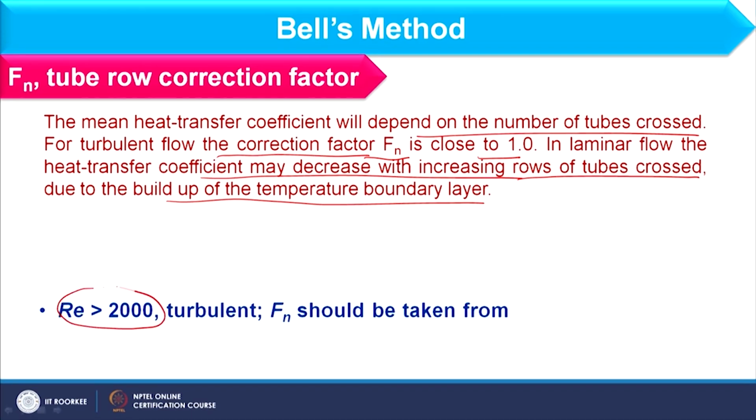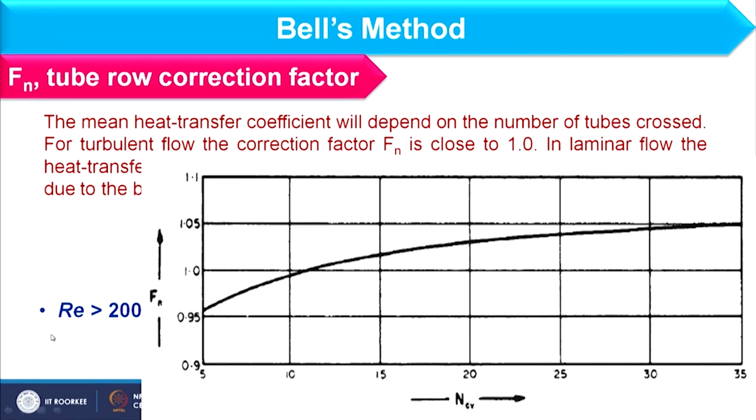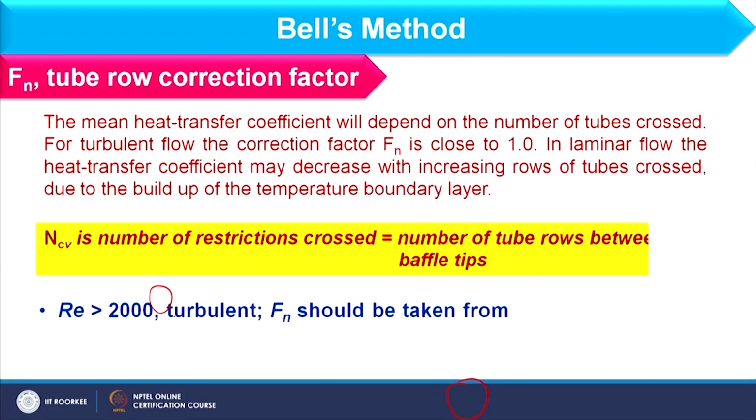So, if the Reynolds number is more than 2000, we consider that as the turbulent region in the shell side, right. So, in that case Fn can be computed from this curve, where first of all you have to find out NCV, and so you can calculate Fn. So, what is NCV? NCV is basically the number of restrictions crossed, that is the number of tube rows between baffle tips.